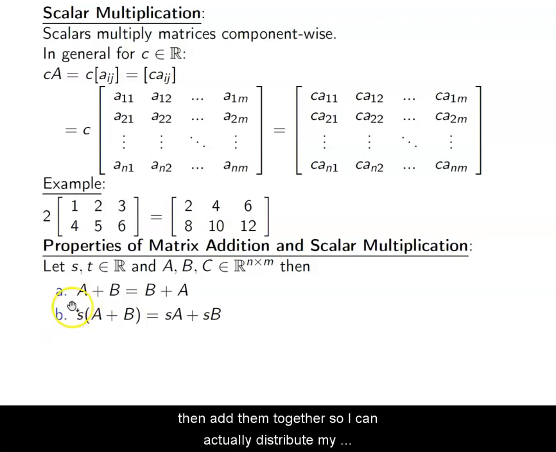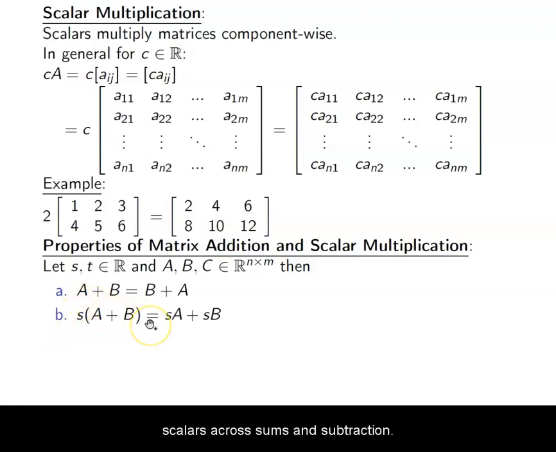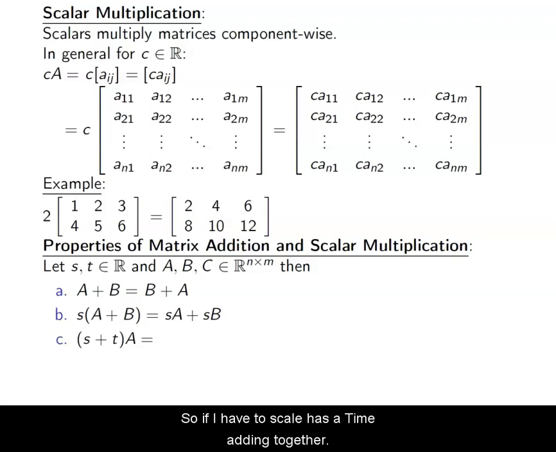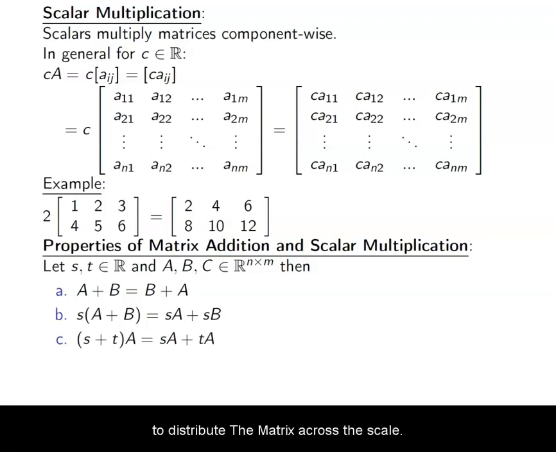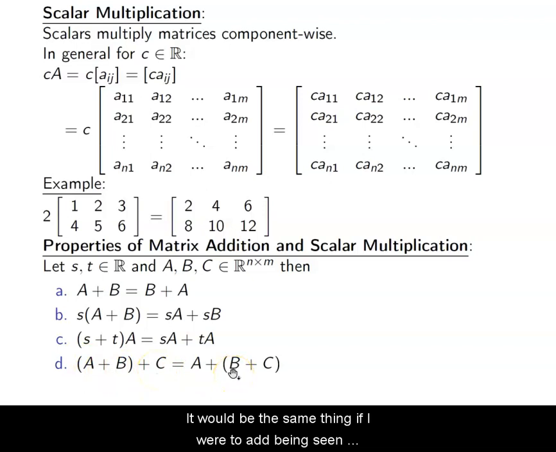So I can actually distribute my scalars across sums and subtractions. If I have two scalars that I'm adding together and I'm multiplying that times a matrix, it's the same as if I were to distribute the matrix across the scalars. Right? If I add A and B and then I add that sum to C, it would be the same thing if I were to add B and C together and then add that sum to A.